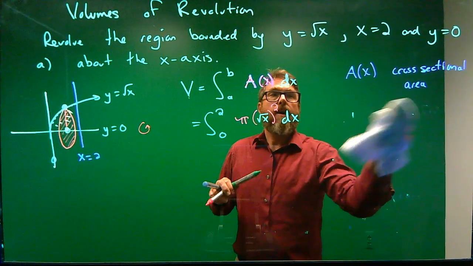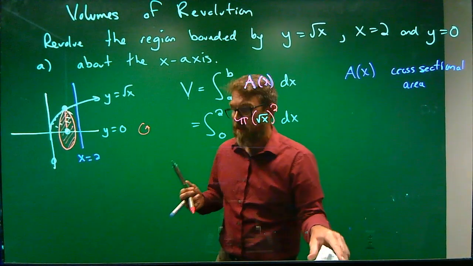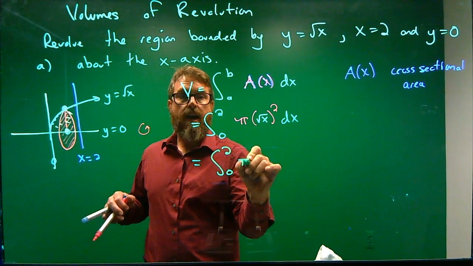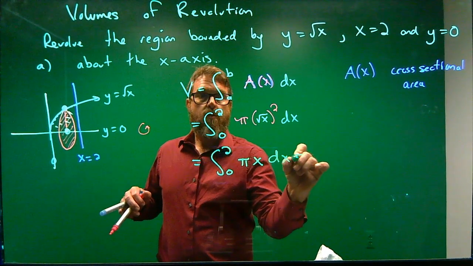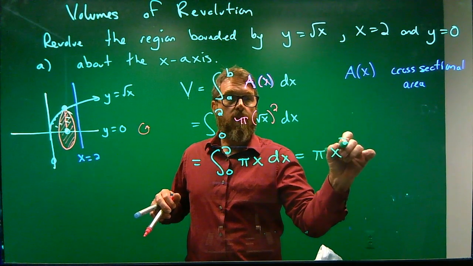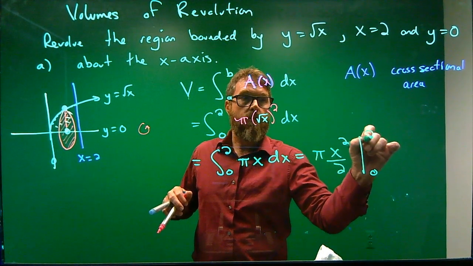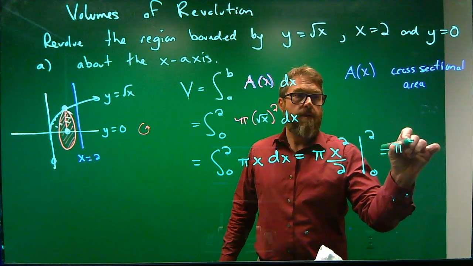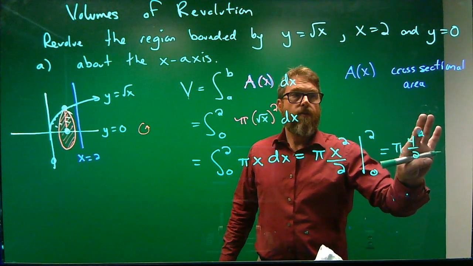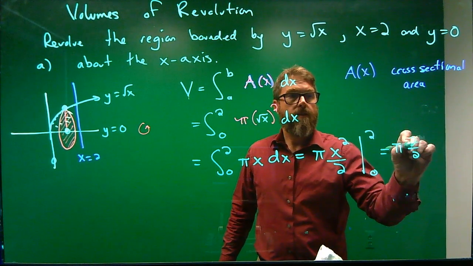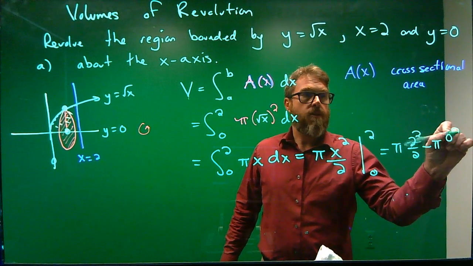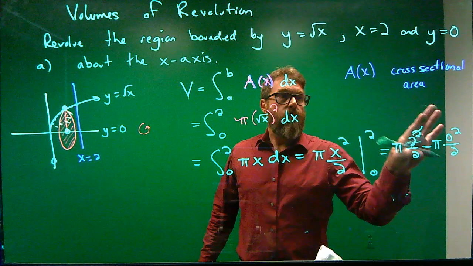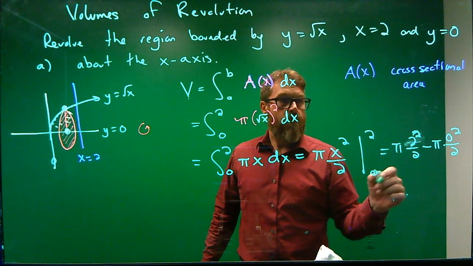So now we're going to simplify, and then we're going to integrate. So this is going to be equal to the integral from 0 to 2 of pi times x dx, which is pi x squared over 2 evaluated from 0 to 2. So then when we plug in, 2 squared is 4, over 2. So this will be pi times 2 squared over 2, minus pi times 0 squared over 2. So this is just going to be 4 over 2, which is 2. So this will be equal to 2 pi.